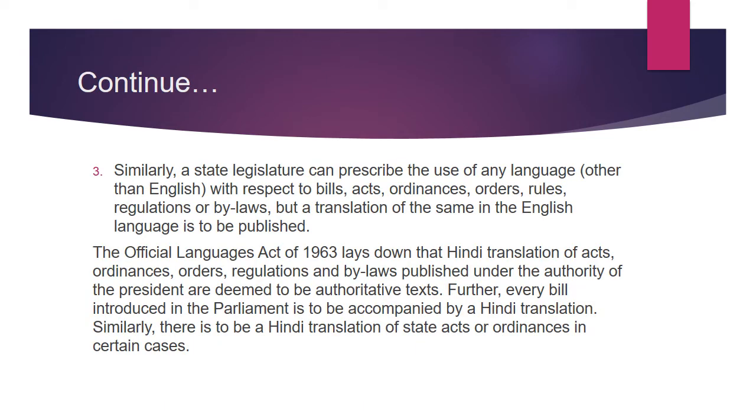Similarly, a state legislature can prescribe the use of any language with respect to bills, acts, ordinances, orders, rules, regulations, or bylaws. But a translation of the same in the English language is to be published. The Official Language Act of 1963 lays down that Hindi translations of acts, ordinances, orders, regulations, and bylaws published under the authority of the President are deemed to be authoritative texts.